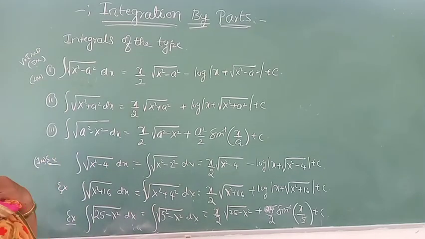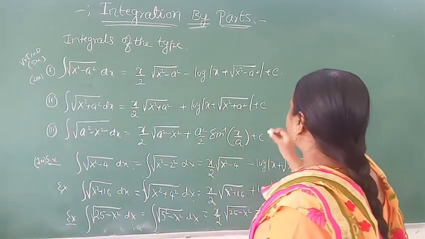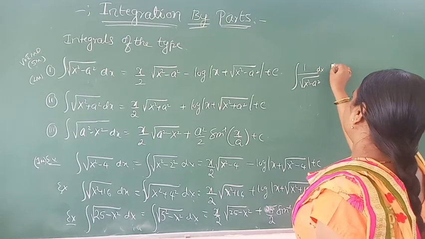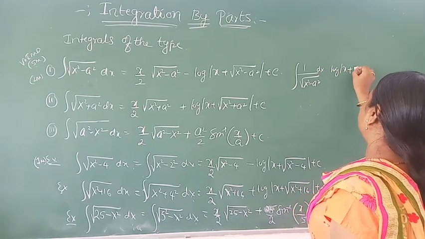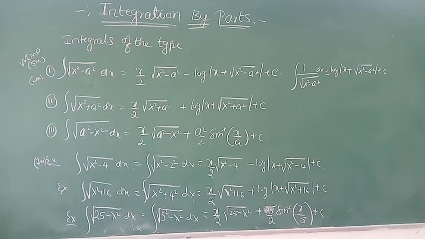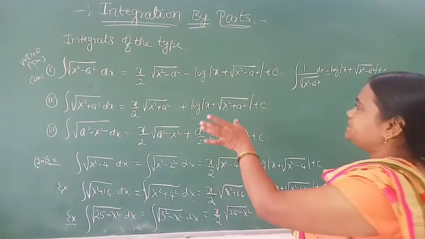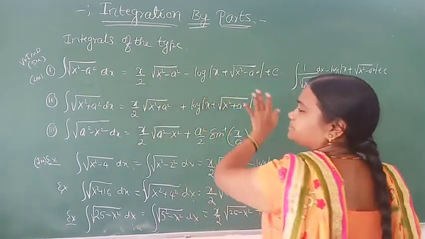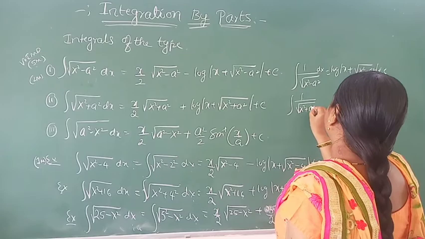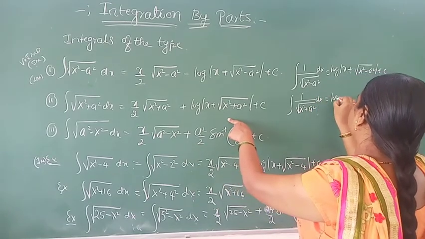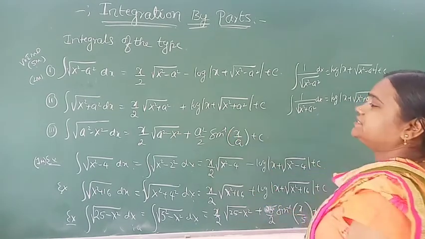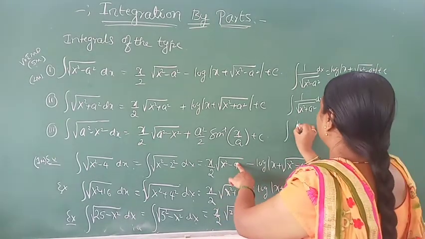And see, we have the formula already calculated in integrals of the standard type, that is 1 divided by root of x square minus a square dx. In that case, we know that it is log of modulus of x plus root of x square minus a square plus c. That combination exists here. Understood or not? The same formula we are applying here. Again, similarly, 1 divided by root of x square plus a square. If you remember this formula, we can easily do this also. Log of modulus of x plus root of x square plus a square plus c.